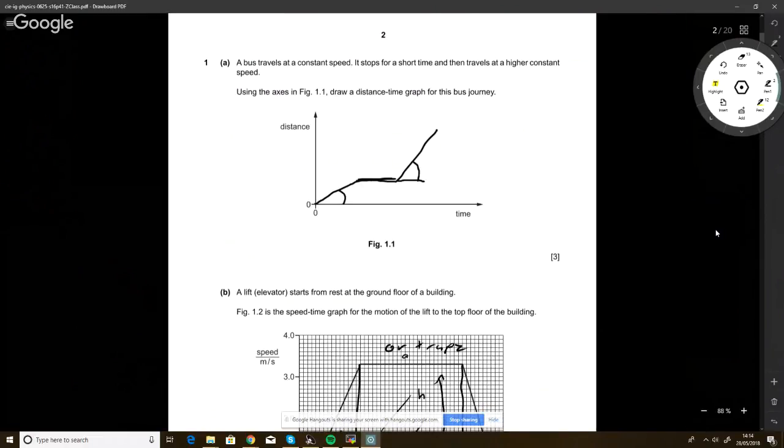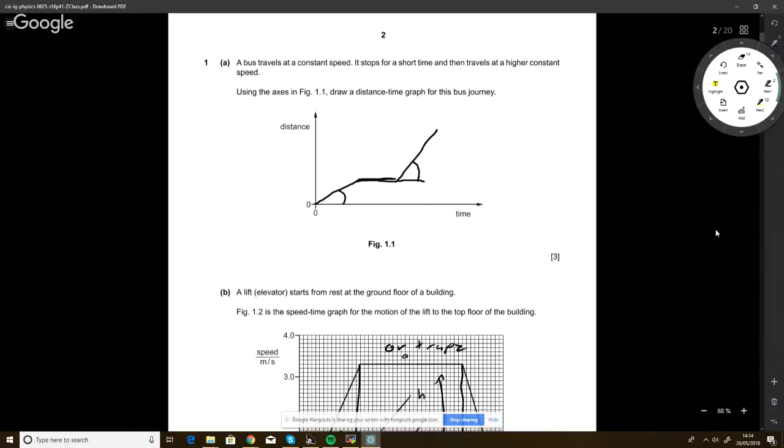So what we know is it's at a constant speed, so it's a straight line, okay? And we're going to just assume that it's positive. It's moving away from some destination. It then stops, so it stays at the same distance over some time, so it's flat again. And then it moves at a higher constant speed, so it's another straight line with a higher gradient. And we can see that's what I've drawn in here.